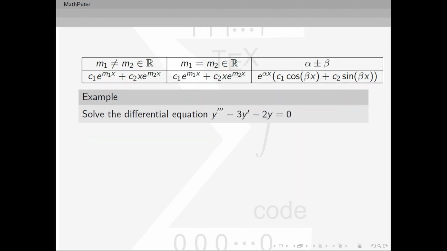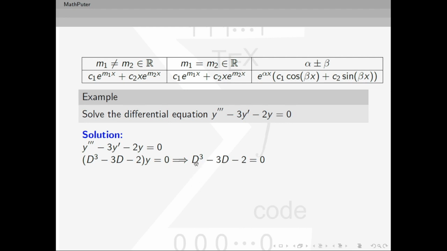The next example, the third derivative of y minus 3 into the first derivative of y minus 2y equal to 0. Now you know what will be the auxiliary equation. D cube, that is because of the third derivative, minus 3 D raised to 1 because of the first derivative, minus 2 equal to 0. Yes, D cube minus 3D minus 2 equal to 0. This is the auxiliary equation.